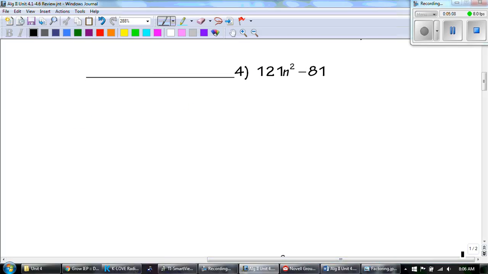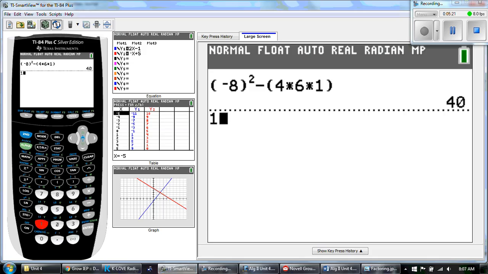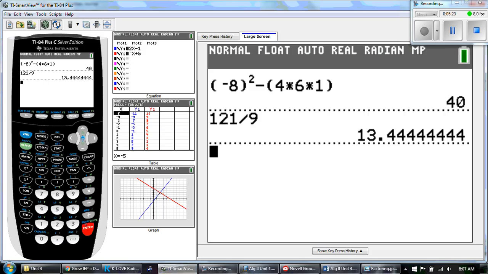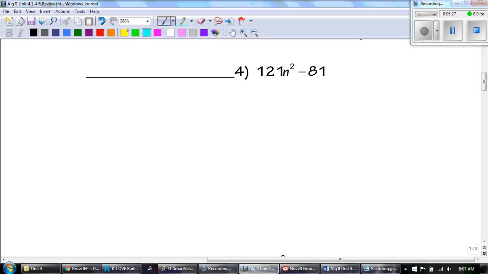Speaking of perfect squares, look at number 4. Yeah, 121 and 81 are both perfect squares. Is there a GCF though? Check. Does 9 go into both of them? Nope. Okay, so since there's no GCF, I can go straight into perfect squares.